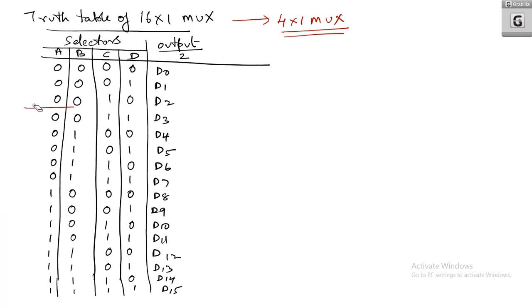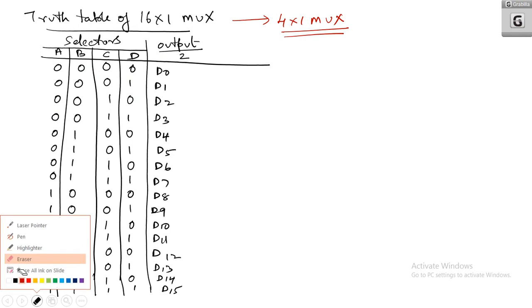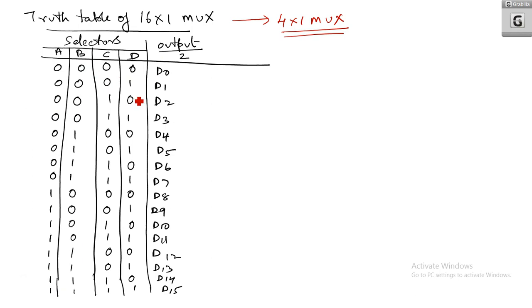Take the first 4 elements, D0, D1, D2, D3. That is the first set. The second set is D4, D5, D6 and D7. The third set is D8, D9, D10, D11. And the last set is D12, D13, D14 and D15.